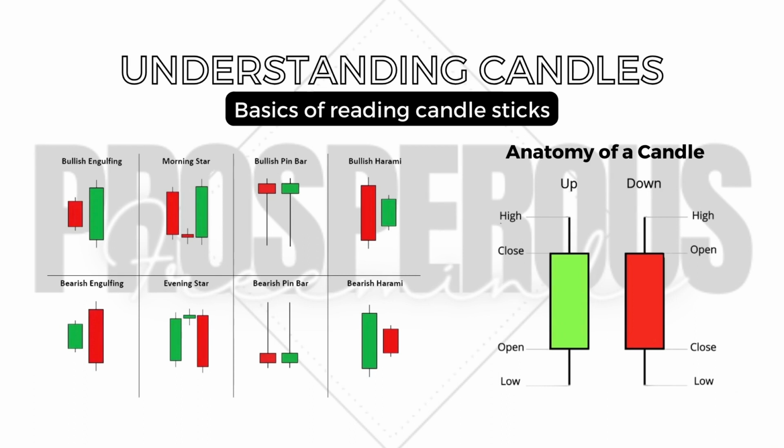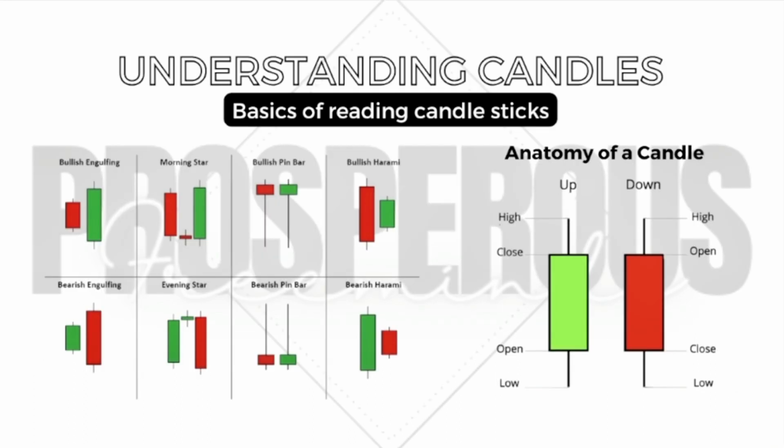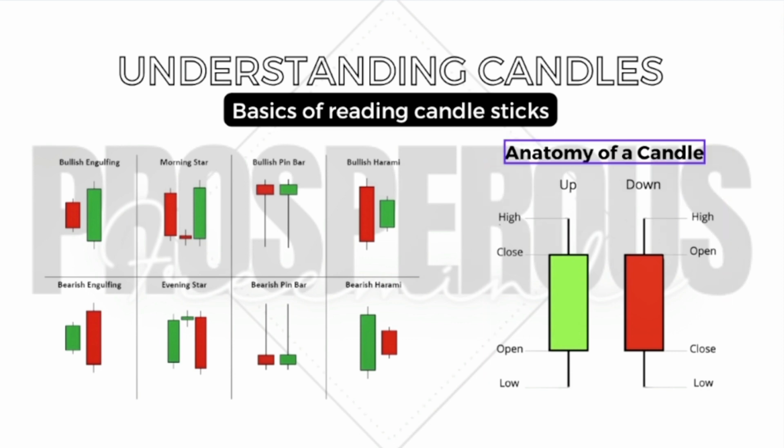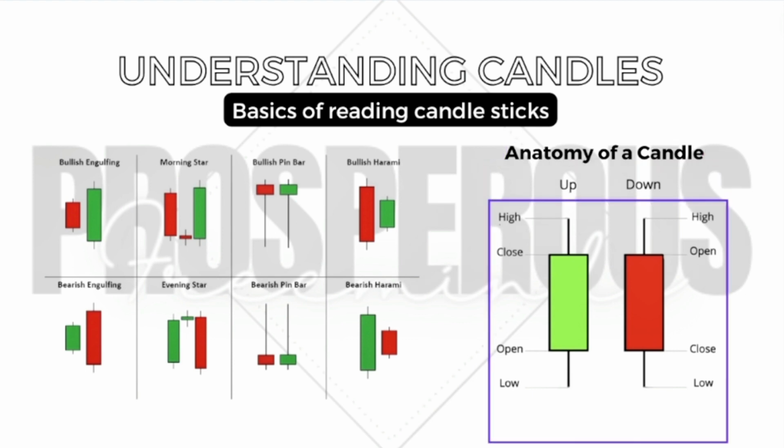Let's understand candles. So the basics of reading candlesticks. In this picture, on the right side, you see the anatomy of a candle. So what does a candle consist of? Well, a candle consists of body and wicks. The lines sticking out from this vertical rectangle are the wicks, and the vertical rectangle is the body.